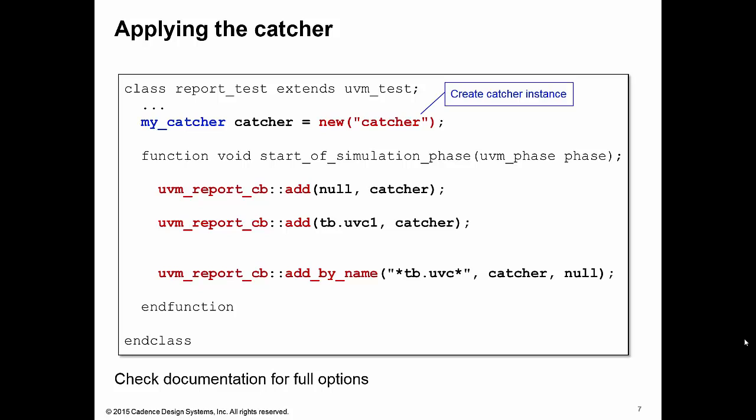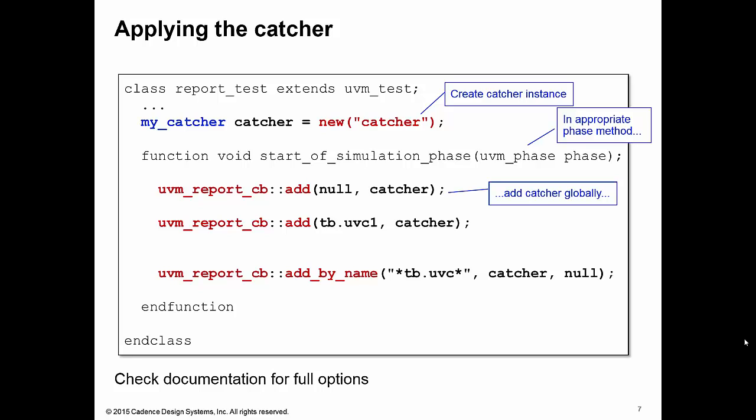So we apply the catcher first by creating a catcher instance here. So this is the instance catcher of my catcher class, and then I use add methods in order to apply the catcher. Now these add methods are static methods which are called off the uvm_report_cb class, where CB stands for callback. So my first one here, in the appropriate phase method, I can add the catcher globally. So the first argument is null. So this says that my catcher instance is applied to all the components inside of my simulation.